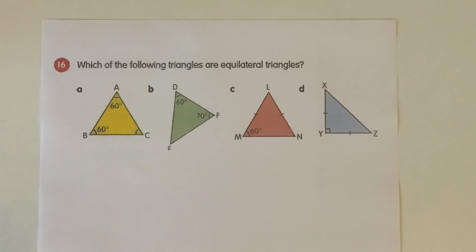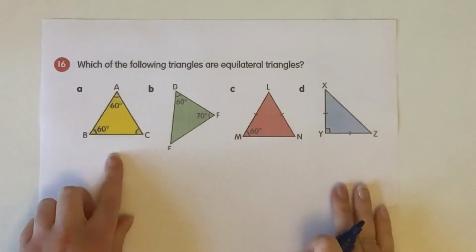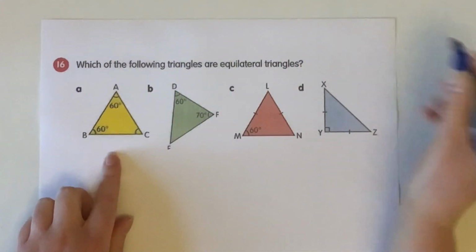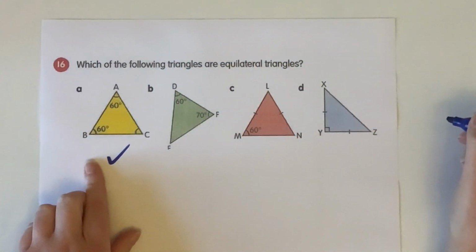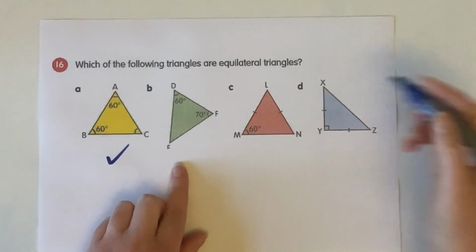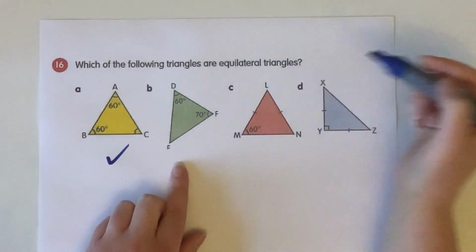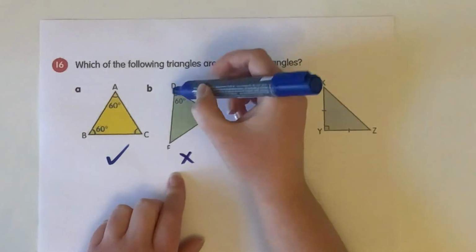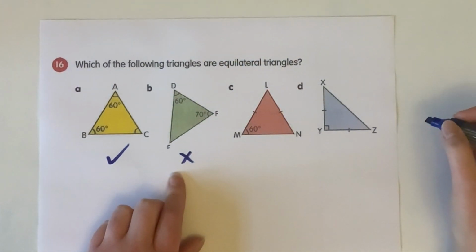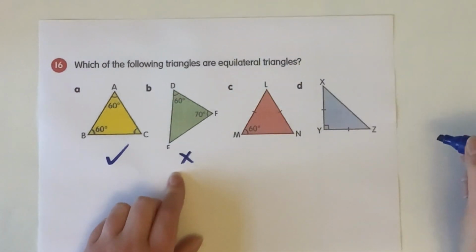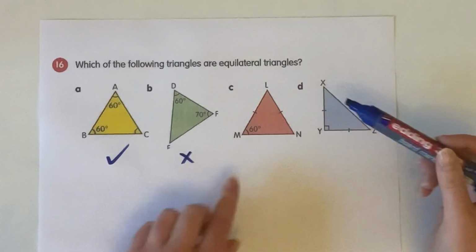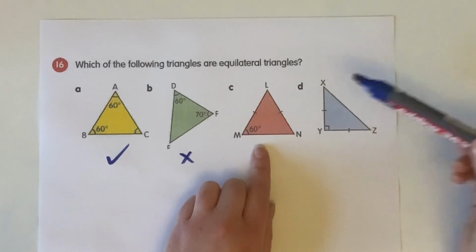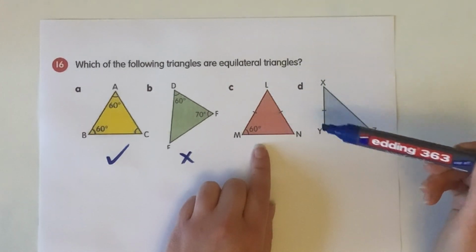Okay, so triangle A, ABC: if these 2 angles are 60 degrees, this one is also 60 degrees. So yes, it is an equilateral triangle. B: this angle is 60 degrees, this angle is 70 degrees, meaning it's not an equilateral triangle because 2 of the angles are different sizes. I don't even need to work out what this one is. This triangle here, we've got LMN.